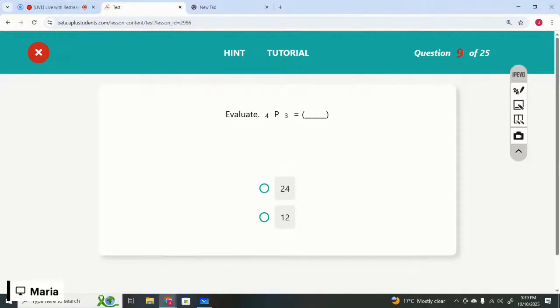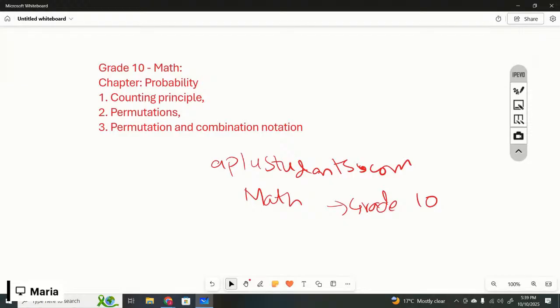Okay, you can complete the lesson by yourself later today. So, we were working on grade 10 math. The chapter we were working on is probability. The lessons we have covered today are counting principle, permutations, and permutation and combination notation. So please make sure before the next session you complete all the practice questions for the lessons we just did. That is your homework until next session.